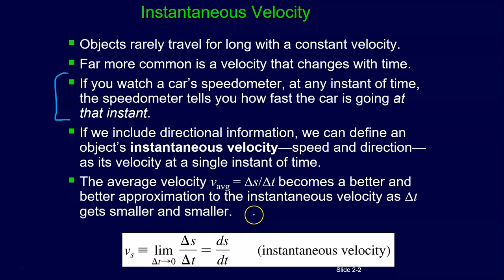Mathematically, the average velocity becomes a better approximation to the instantaneous velocity as the delta t gets smaller and smaller. And so that would be taking the limit as delta t goes to 0, and you get that the velocity is the derivative of position with respect to time.